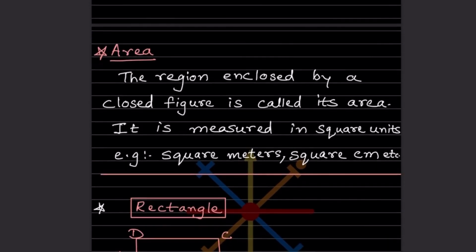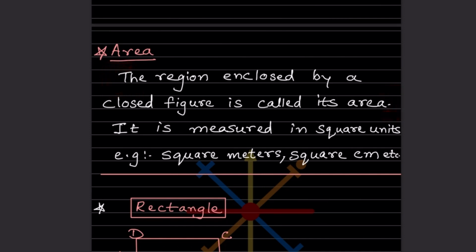Now let us look at the area. The region enclosed by a closed figure is called its area. When we do the examples, we can see what it is. Now this is just a definition. In detail we'll see in the exercise.